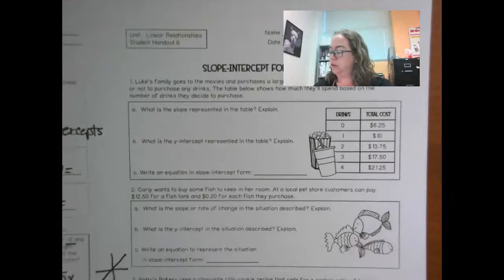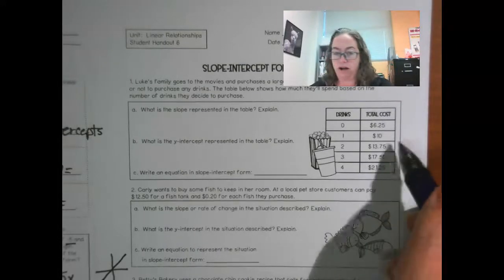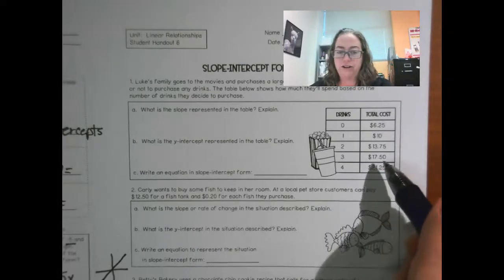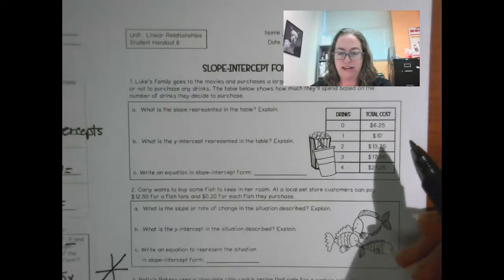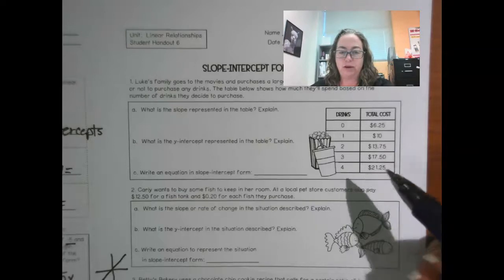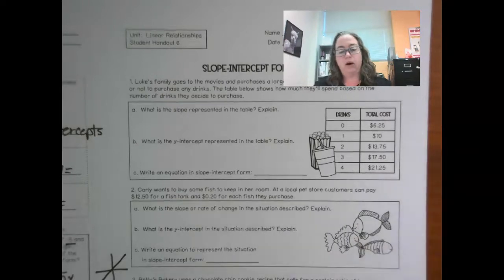So, you're going to go through and find the slope of the line. Then you're going to find the y-intercept represented in the table and tell me why. And then you're going to write the equation in slope-intercept form. So I'm going to pause, see if this is something you're able to do on your own. Look at the table, and then we'll go through it together. So go ahead and pause the video and try that now.